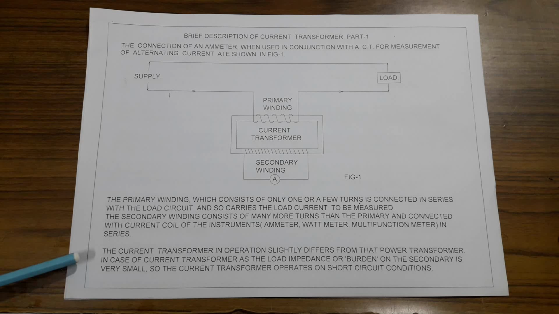The current transformer in operation slightly differs from that of a power transformer. In case of a current transformer, as the load impedance or burden on the secondary is very small, the current transformer operates on short circuit conditions.